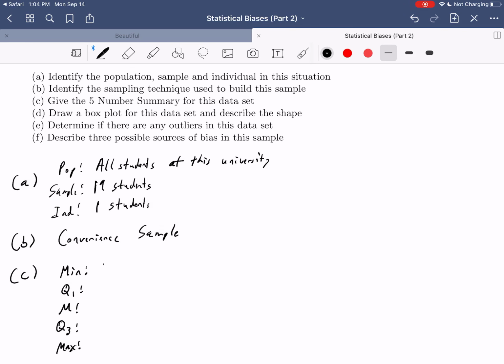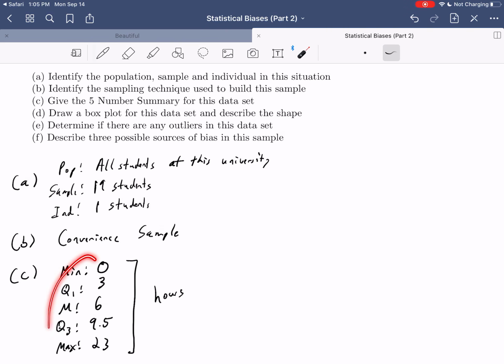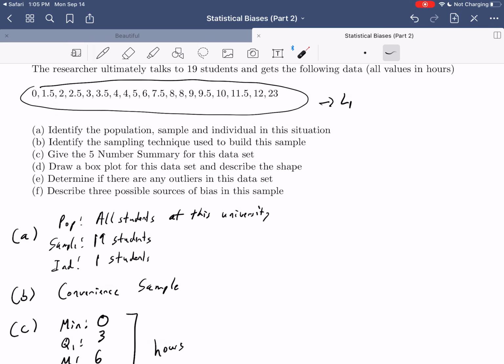So it looks like the minimum here was 0, Q1 was 3, the median was 6, Q3 was 9.5, and the maximum was 23. Keep in mind the units for all of these things would be in hours, since we're saying how many hours did they spend watching streaming media. Again, just to do a quick confirmation, notice that the 0 and the 23 should be obvious, min and max.